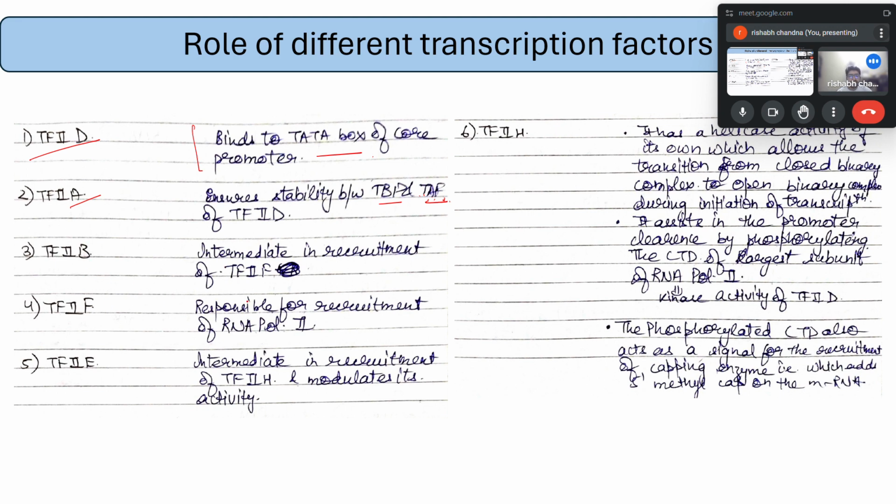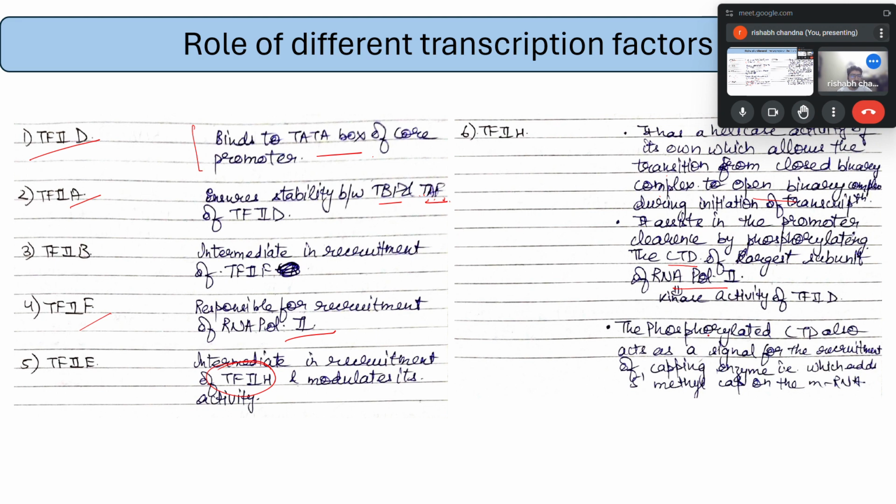TFIIB has affinity towards TFIIF, so it is recruited before TFIIF so that TFIIF is recruited with the RNA polymerase. Okay, TFIIF: RNA polymerase II recruitment. Then TFIIE modulates the TFIIH activity. TFIIH has a helicase activity, so it basically helps in the transition from the closed binary complex to the open binary complex during initiation. And then it phosphorylates the CTD of the RNA polymerase II.